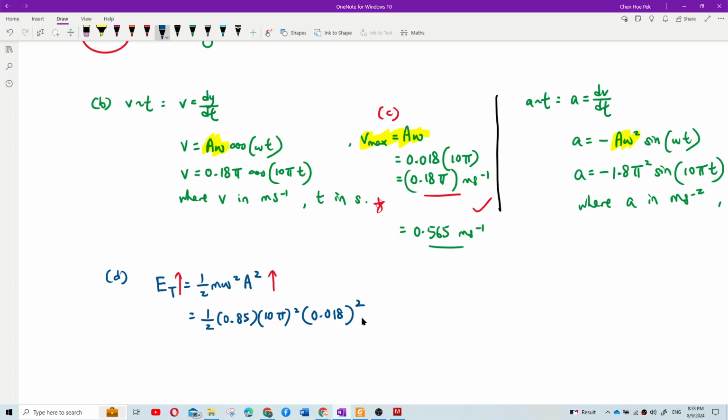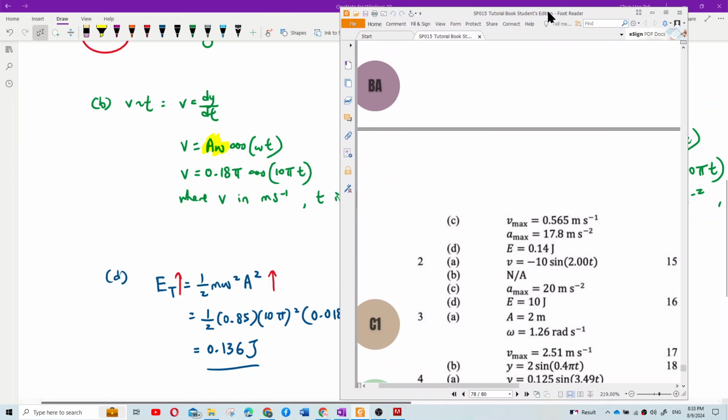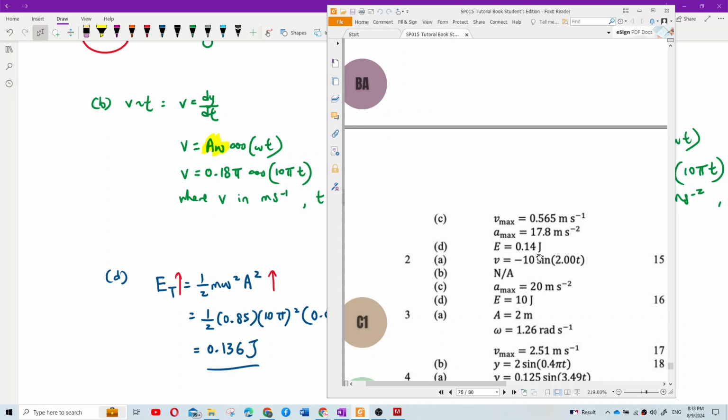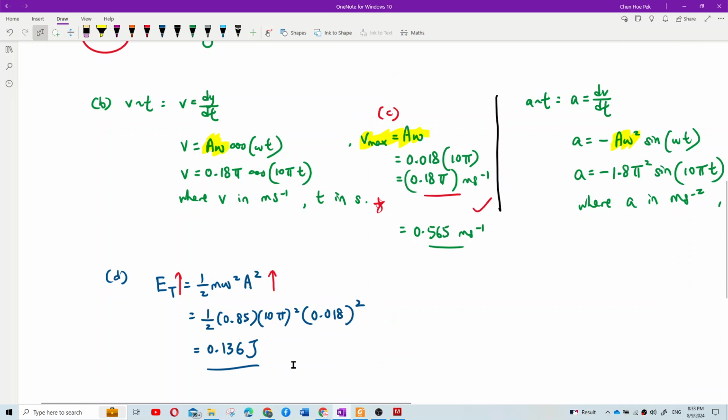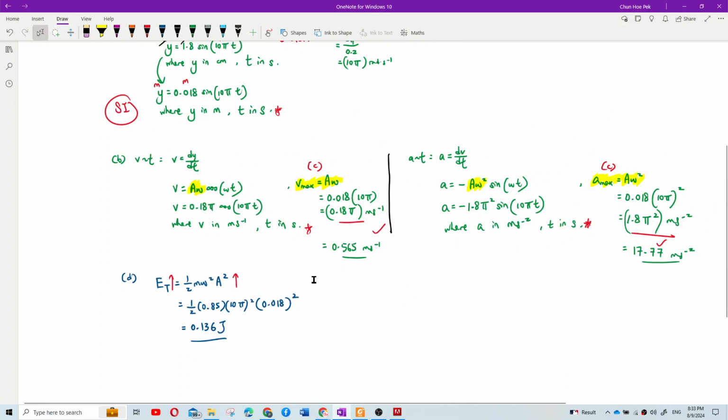So I got the total energy is 0.136 joule. Is it correct, class? Yes, total energy is 0.14 joule or 0.136. So you got it. 0.136, 0.14 joule. Correct. Okay, that's for question 1.